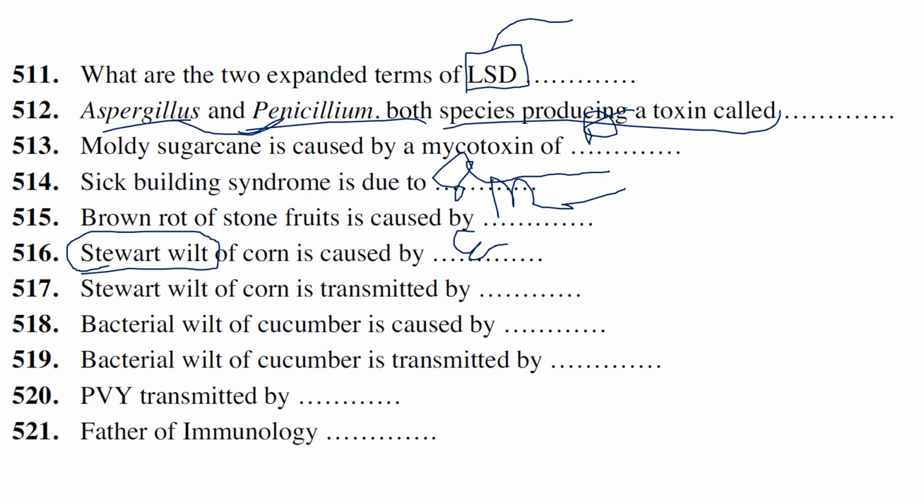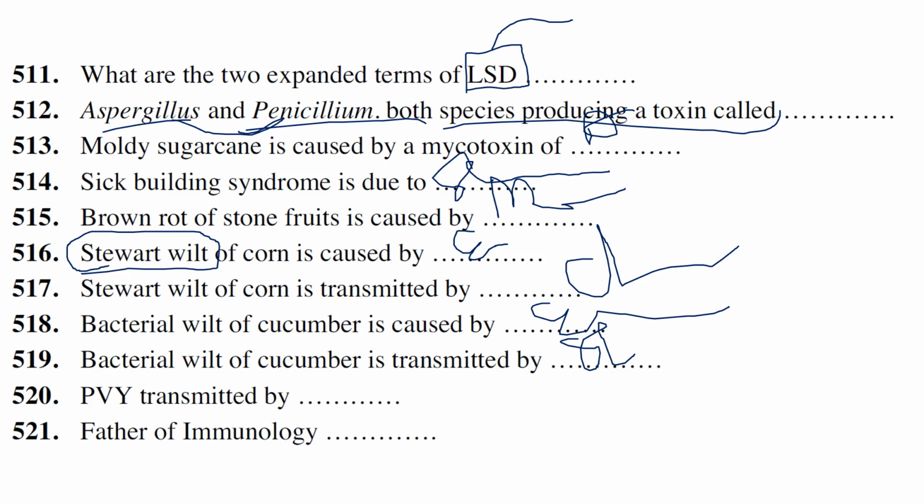The scientific name of the corn flea beetle is Chaetocnema pulicaria. Bacterial wilt of cucumber is caused by Erwinia tracheiphila. It is transmitted by the striped cucumber beetle or spotted cucumber beetle, Diabrotica vittata, now called Acalymma vittatum. One more species is also there, Diabrotica duodecimpunctata.